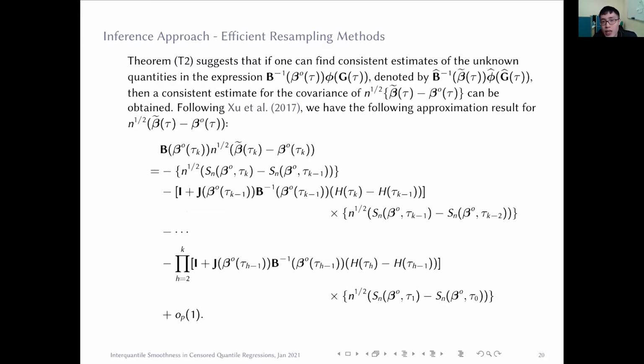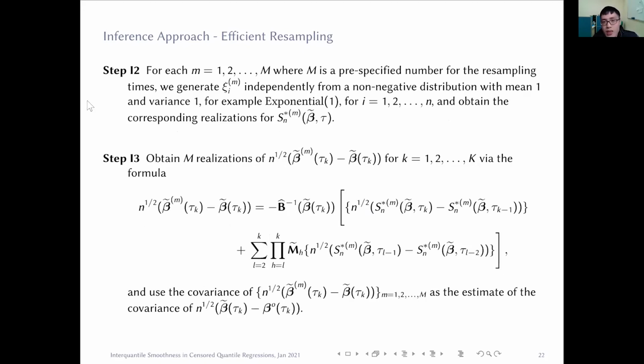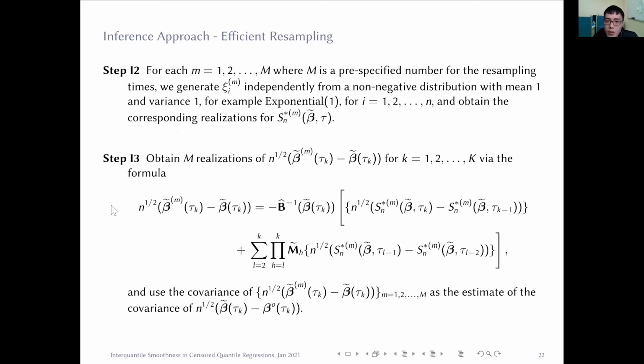The second approach we propose is based on an expansion of the asymptotic variance expression for the estimator. So the expansion is here, and we replace the unknown quantities in this expansion by the sample analogs, and then we are done. So in step 1, we take the derivatives of the corresponding smoothed version of the target functions, and then obtain the matrix M_K. Second, we approximate the distribution of our estimating equation again by perturbing with a mean 1 and variance 1 random variable. The theoretical guarantee is presented here. Third, we plug in and obtain the bootstrap samples. We name this approach the variance IS approach.